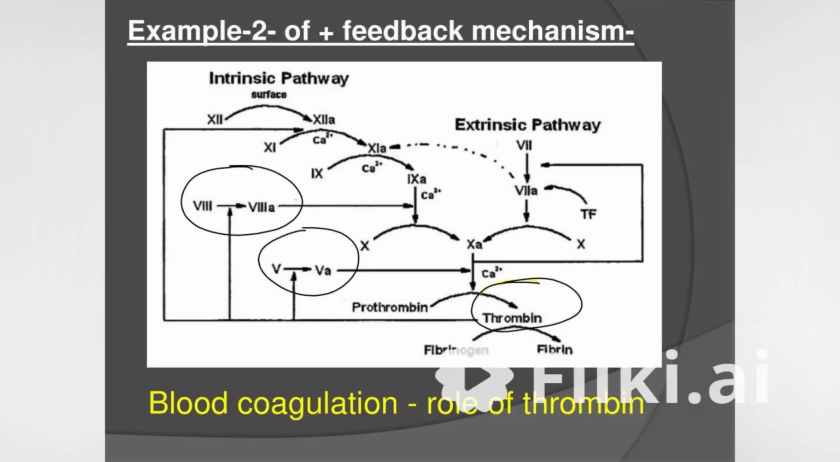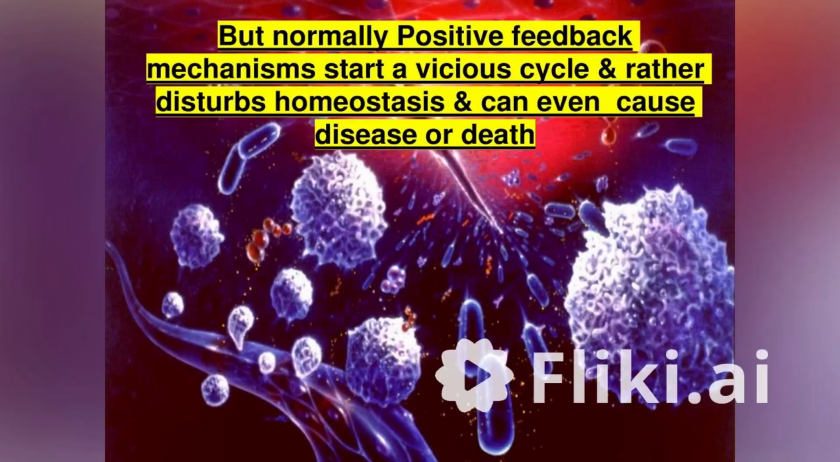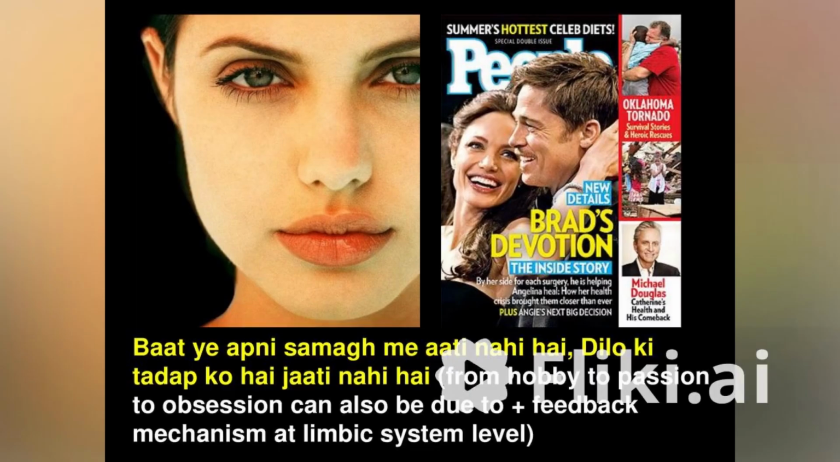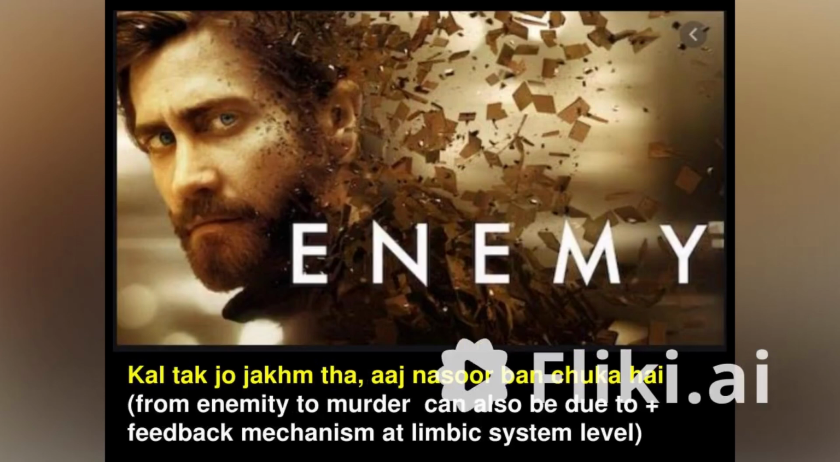Otherwise, normally positive feedback systems start vicious cycle and rather disturb homeostasis. For example, shock leads to further shock, cardiac failure leads to further cardiac failure due to positive feedback mechanisms. Our limbic system too can show positive feedback, like if one's hobby becomes an obsession, or extreme enmity. Last 2 slides are not for exam but just for our information.